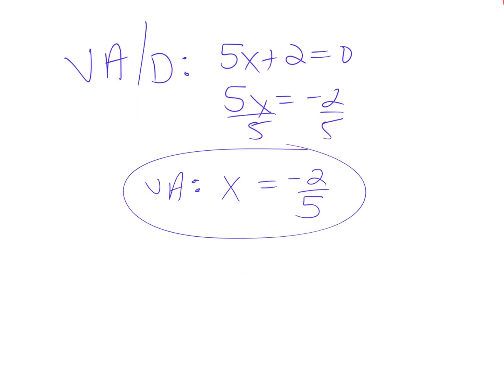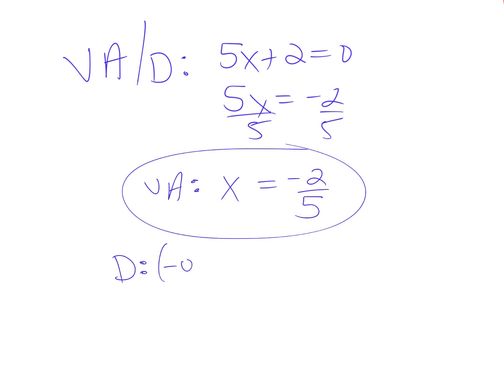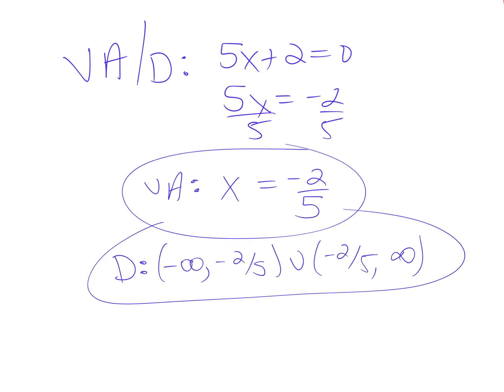If you know that you can use any number in the world except for negative 2/5, what would your domain be? Negative infinity to negative 2/5 union negative 2/5 to infinity. Perfect.